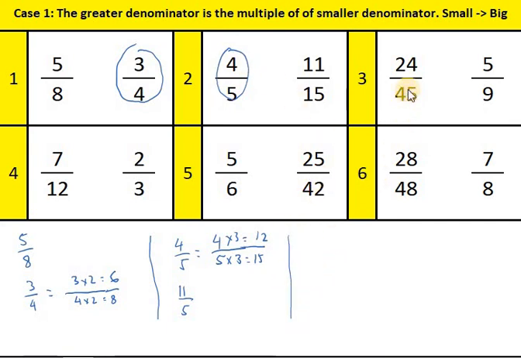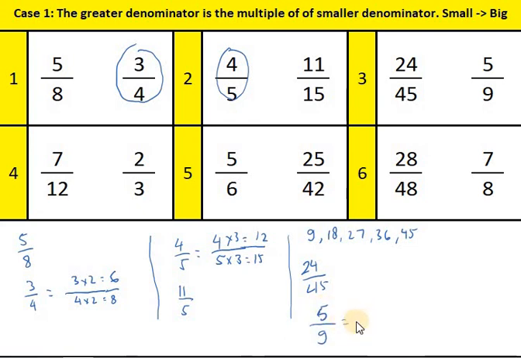Then the same thing again with 24 out of 45 and 5 out of 9. From the 9 over here, I can jump to 45, because if I list down, you see 9, 18, 27, 36, and 45. So 45 is a multiple of 9. What we need to do here is the 45 will stay, and I need to change the denominator 9 to 45.